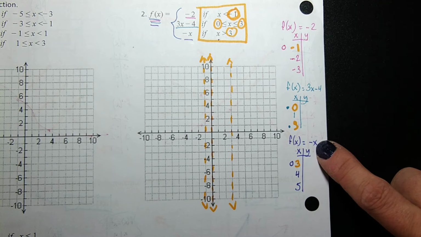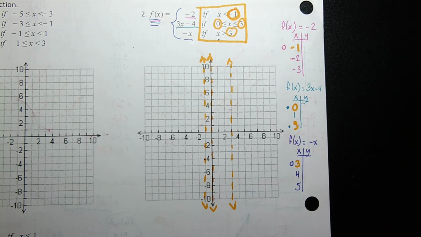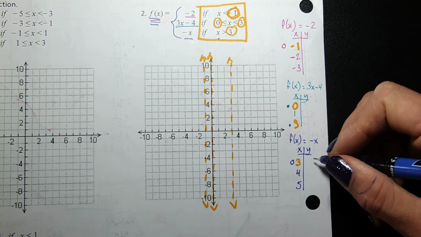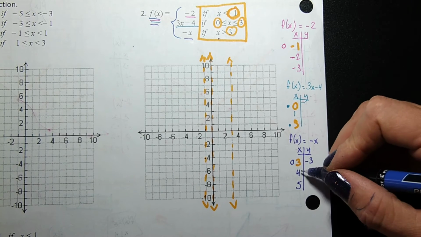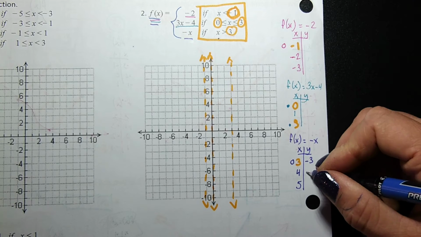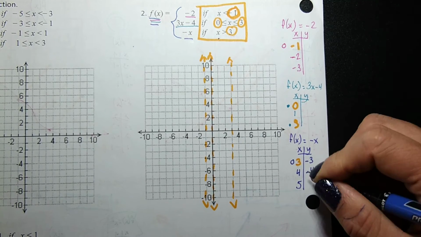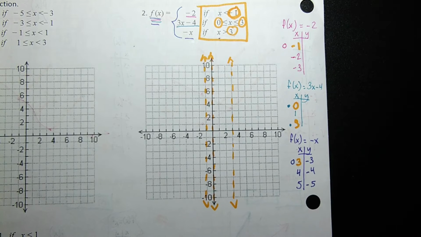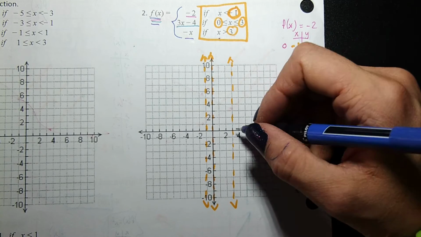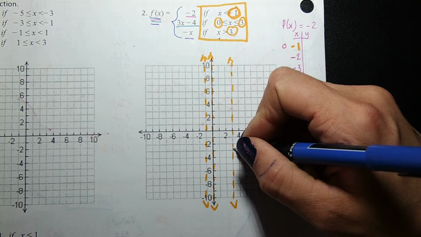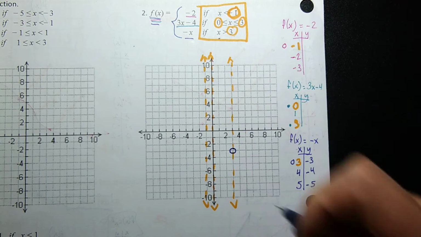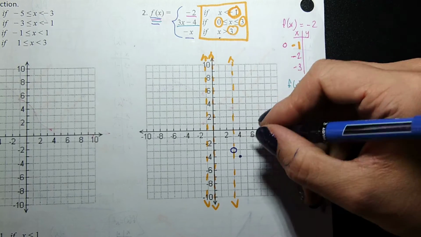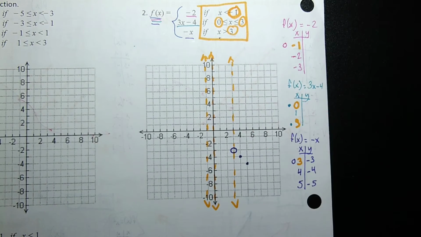So if I plug 3 in for x, what am I going to get for a y value? Negative 3. So negative 3. If I plug 4 in for x, negative 4. If I plug 5 in for x, negative 5. And let's go ahead and plot those points. So 3, negative 3, make a big open dot. 4, negative 4, 5, negative 5.